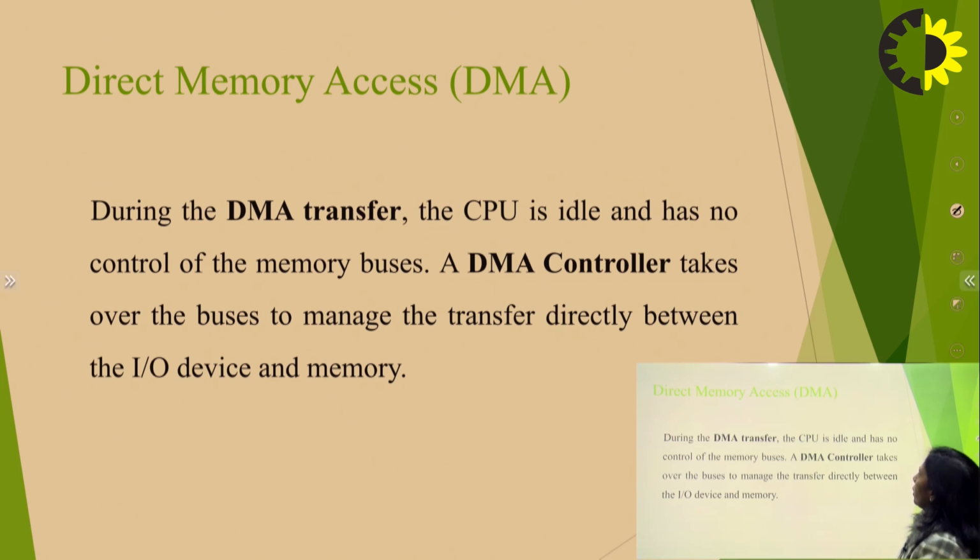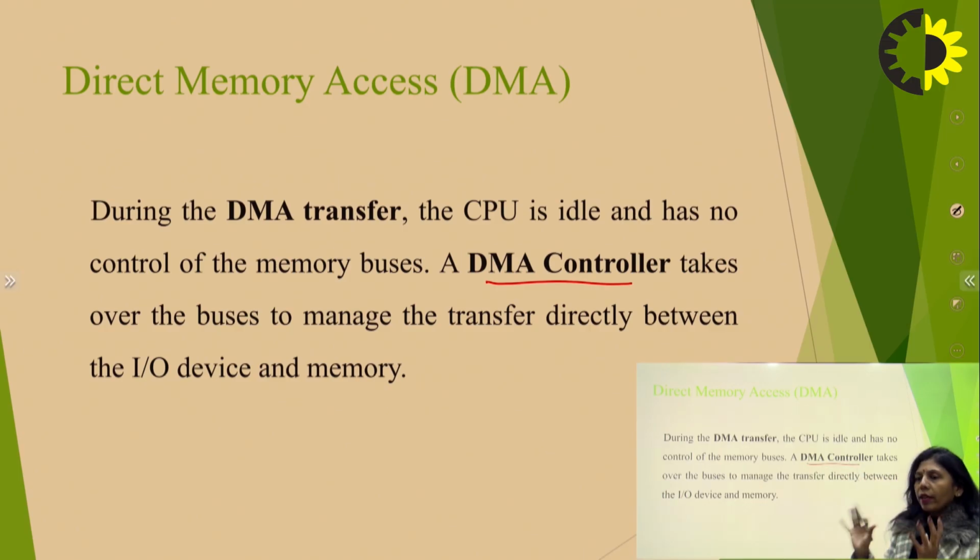So, here the DMA controller takes over the buses to manage the transfer directly between the input-output devices and the memory. And how this all happens, we need to know. All three buses, the address bus, the data bus and the control bus, are with the CPU. That means direct memory access needs a controller to take charge of the buses to transfer the data directly, bypassing the CPU. For that, there must be some mechanism. The interface that is provided to continue with this process is given by the DMA controller.